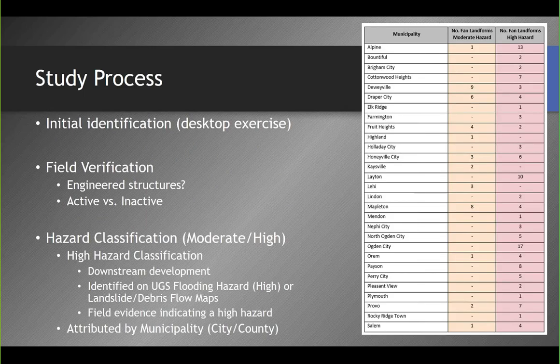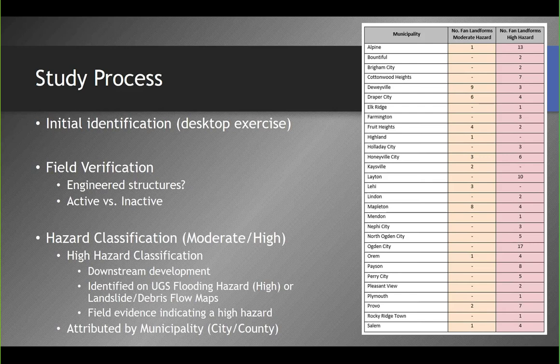Okay, so the results. We had our initial identification, the study process, which was what we call the desktop exercise, and that's looking at all the data that I just went through with you. We went out in the field. We looked at, are there engineered structures on these landforms that might be preventing them from being active?